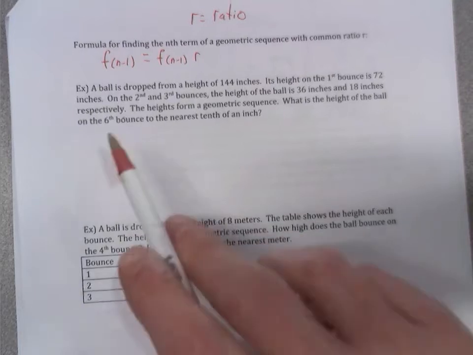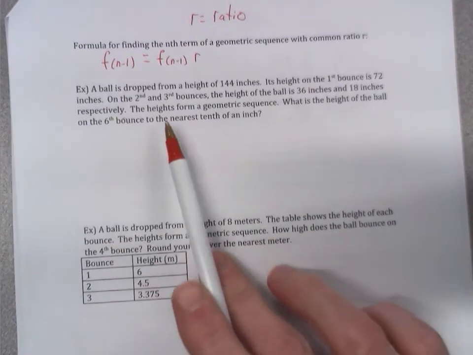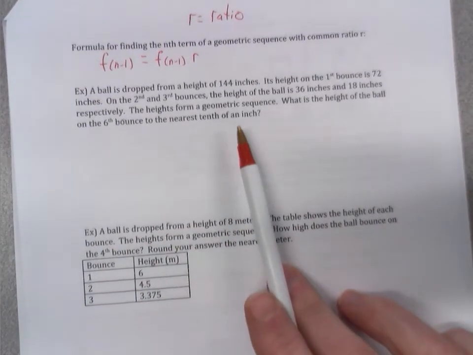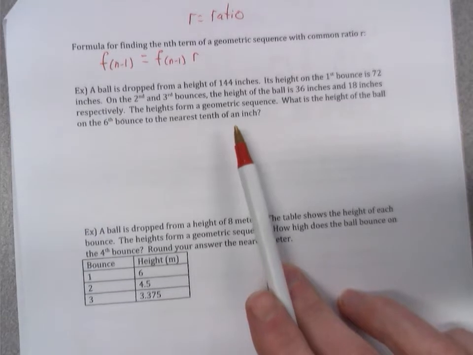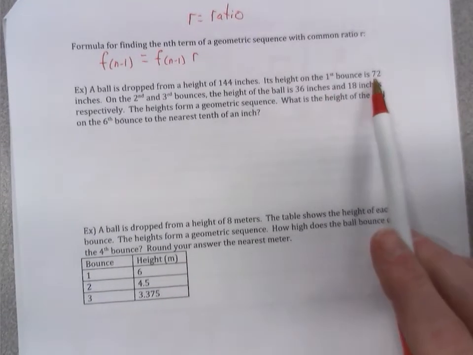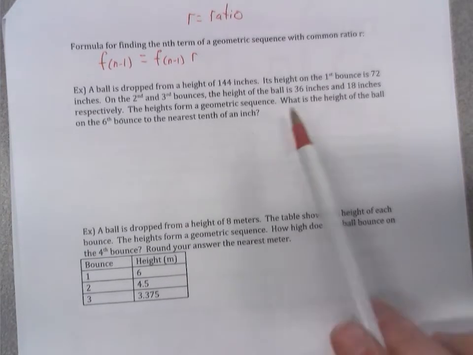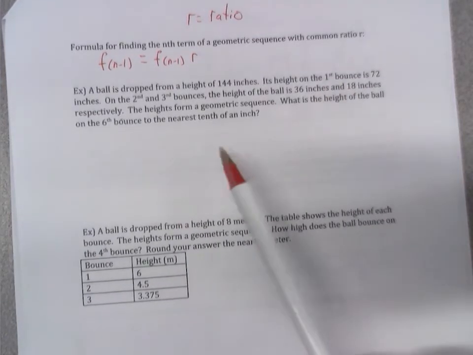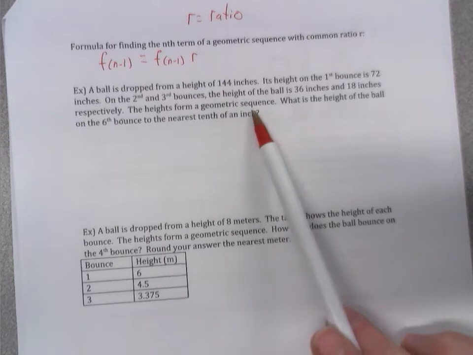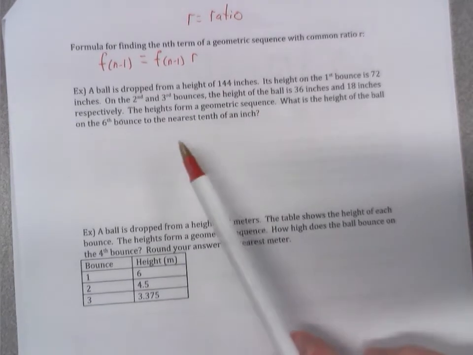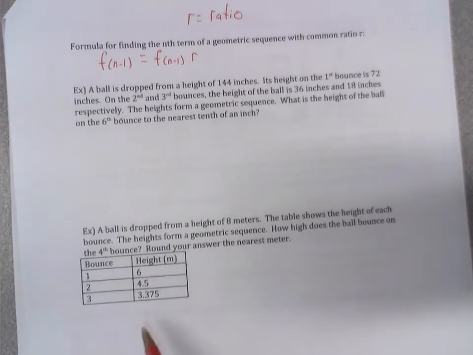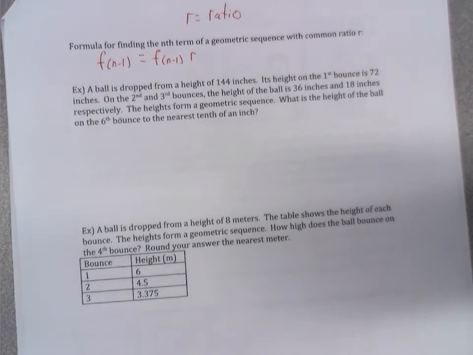So our first example says a ball is dropped from a height of 144 inches. Its height on the first bounce is 72 inches. On the second and third bounces, the height of the ball is 36 inches and 18 inches, respectively. The heights form a geometric sequence. What is the height of the ball on the sixth bounce to the nearest tenth of an inch?